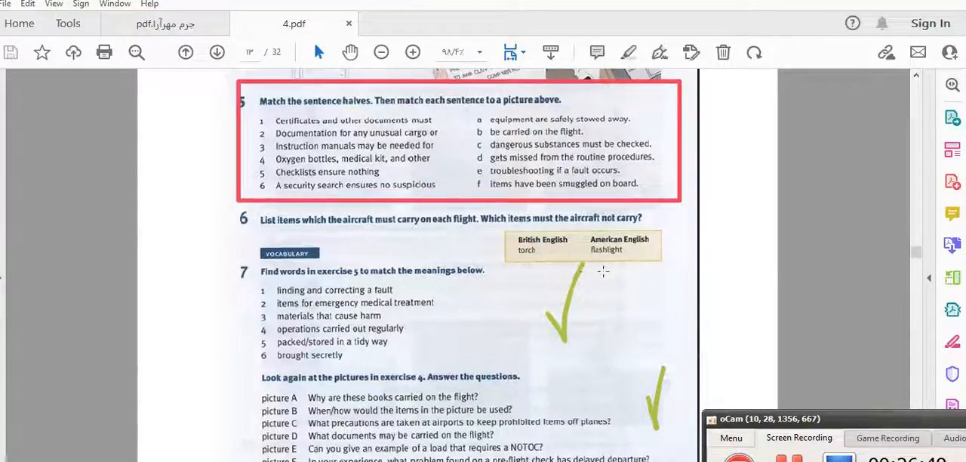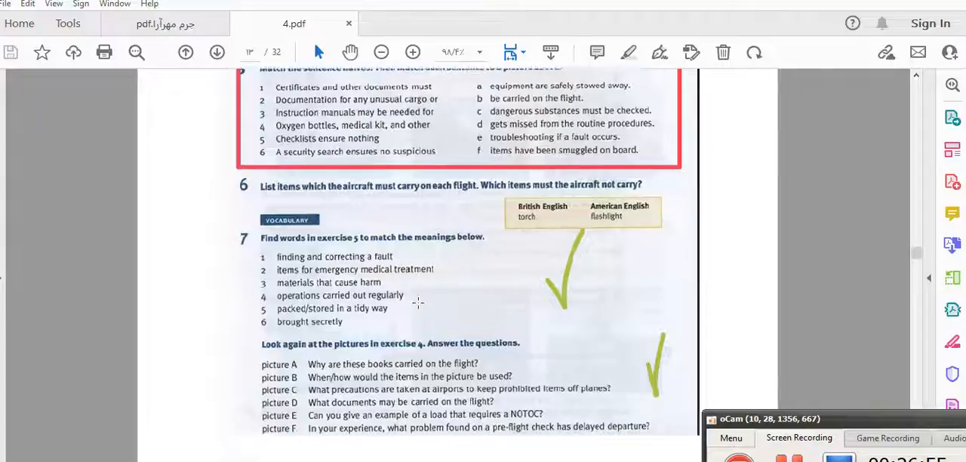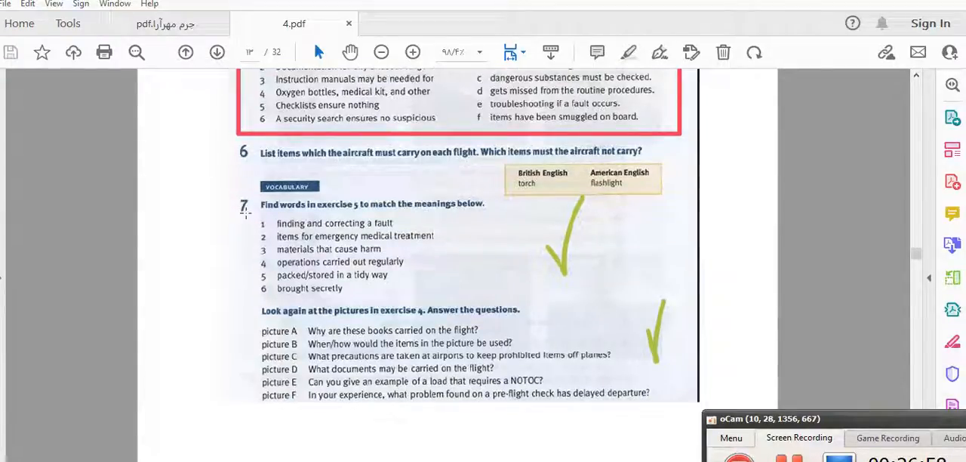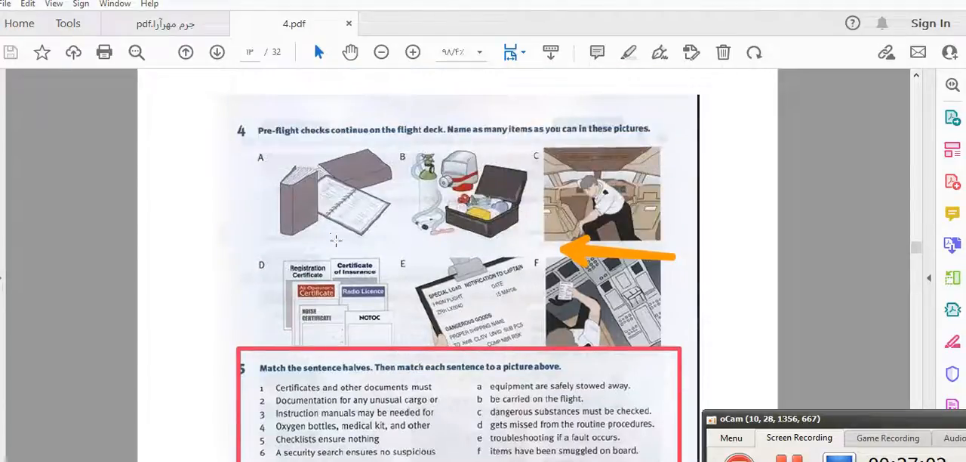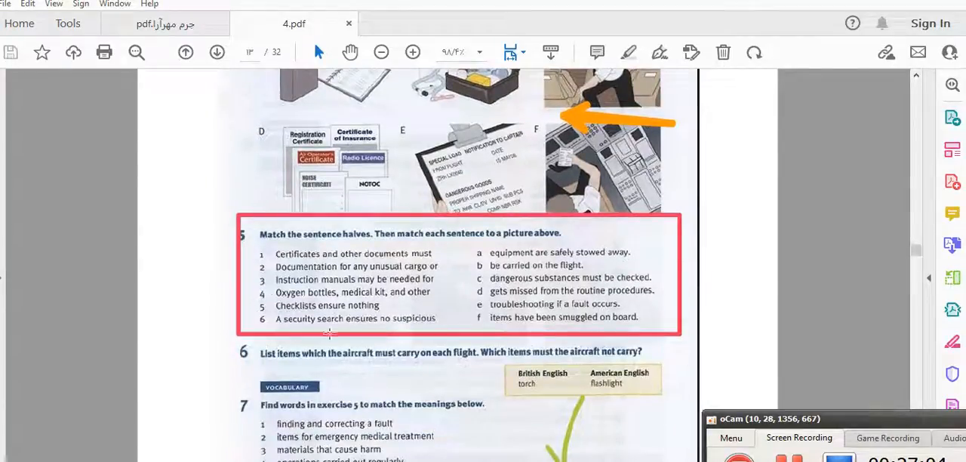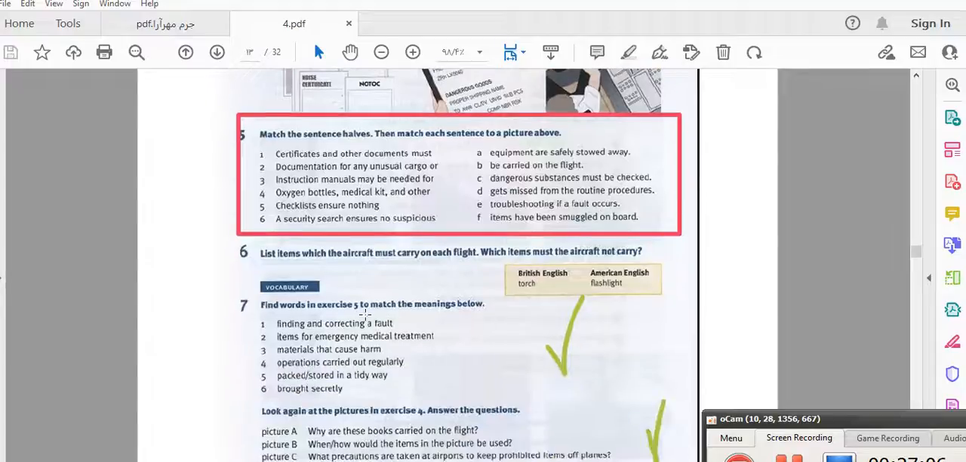British English torch, American English flashlight. Flashlight is American English and British English is torch. So let's go. Find words in exercise 5 to match the meaning below. Let's go and try.